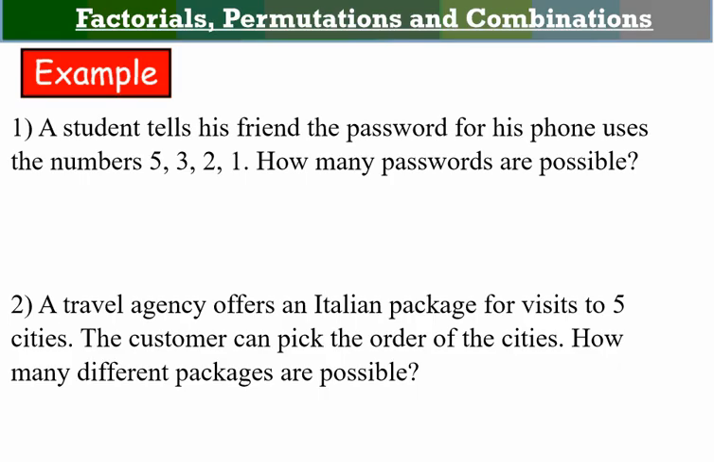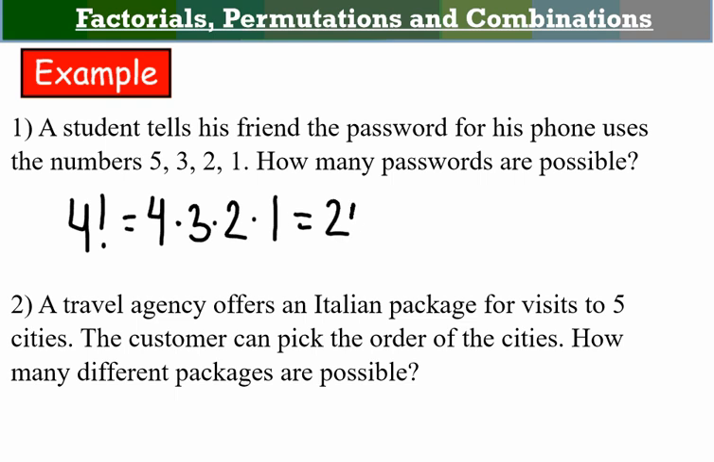Now we're going to try a few examples of where this idea of factorials and unique arrangements gets used. So let's say a student tells his friend the password for his phone uses the numbers 5, 3, 2, and 1. How many different passwords are possible? Well, all this is how many ways can I uniquely arrange the numbers 5, 3, 2, and 1? There are 4 items, so I would do 4 factorial. There's 4 ways to choose the first number, then 3 for the second, then 2 for the third, and once the first 3 have been chosen, there's only one option for the last. 4 times 3 is 12, times 2 leaves me at 24. 4 factorial, so there are 24 different passwords possible once I know the numbers.